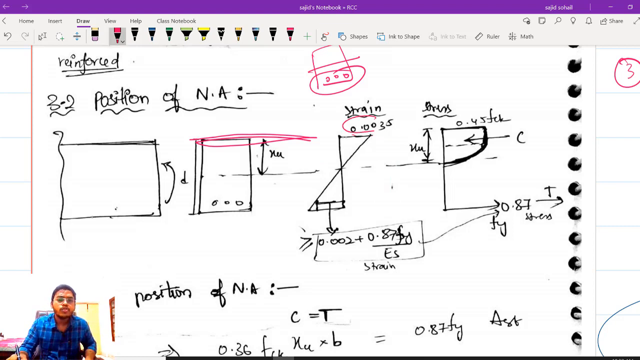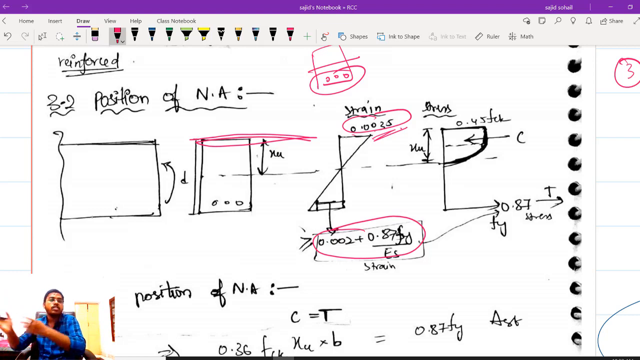And what will be the maximum compressive strain in concrete? 0.0035. And what is the minimum strain which you have to have in your steel to get the maximum amount of stress? That is 0.002 plus 0.87 fy by Es. Why am I calling it the minimum strain? Because for concrete I said maximum strain: if you extend more than 0.0035 strain, the concrete will break, concrete cannot take it. But whenever I am talking about steel, you can extend it and it will go on extending because it is a ductile material. Steel is a ductile material, so you will not have a maximum strain in it. It will just keep extending.